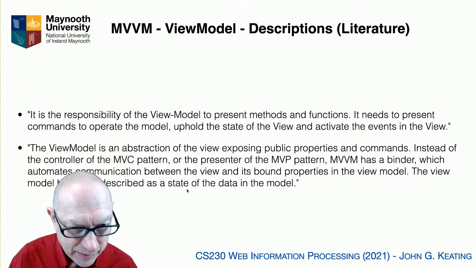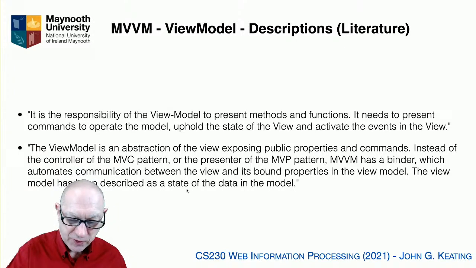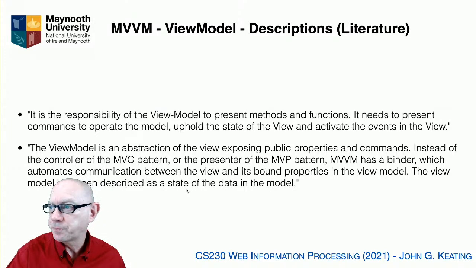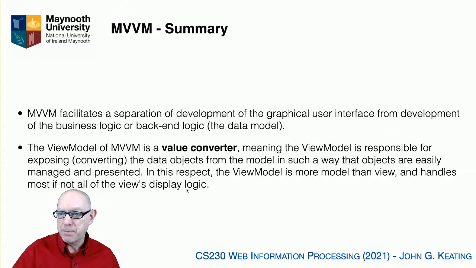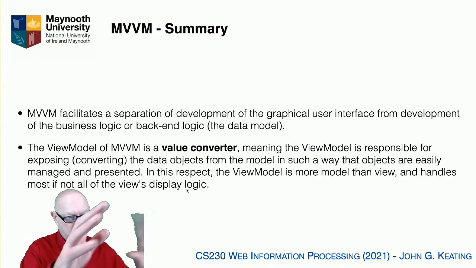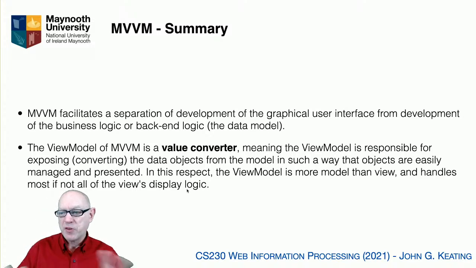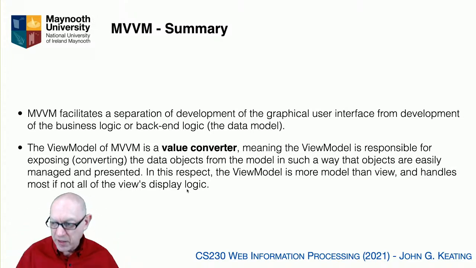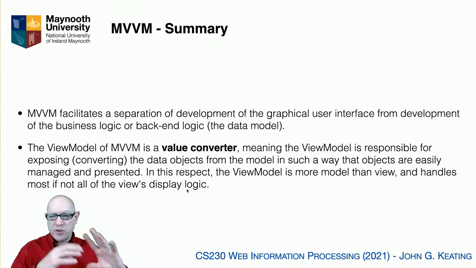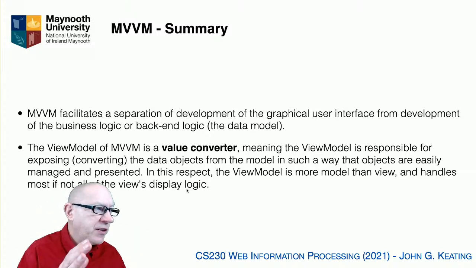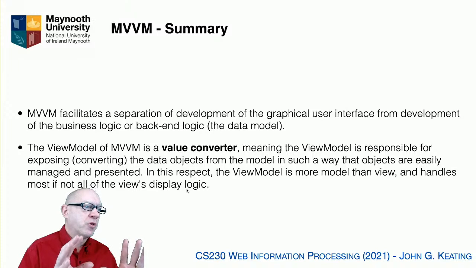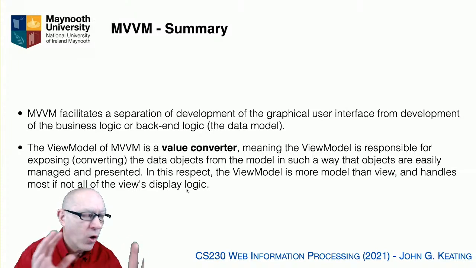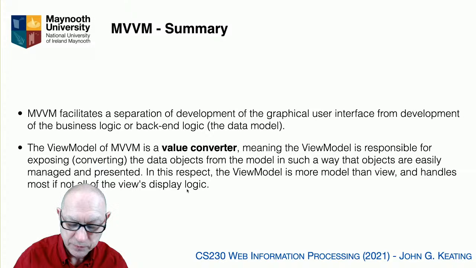We'll see a little bit more about that when I talk about JavaScript frameworks in the next set of lessons, tomorrow's lecture. So in summary, MVVM facilitates the separation of the development of the graphical user interface, the front end, from the development of the business logic or the back end. It's sometimes called a value converter. That means the view model is responsible for exposing or converting the data objects of the model in a way that objects are easily managed and presented. So in this respect, the view model is much more than a view and handles most, not all, of the actual display.